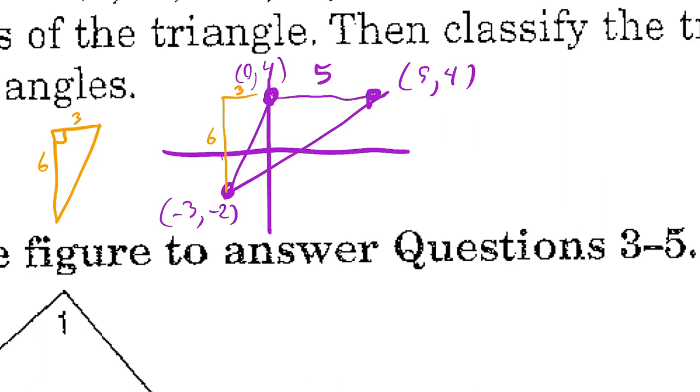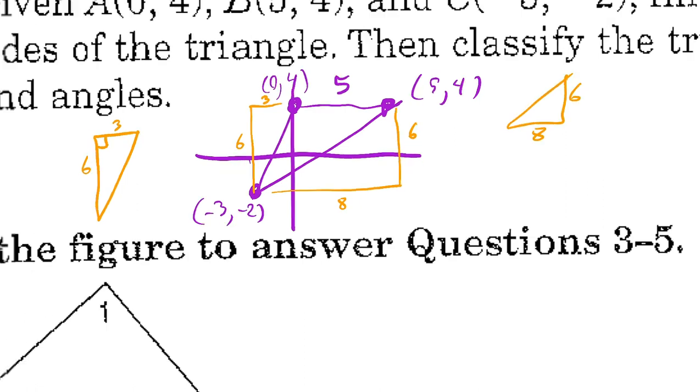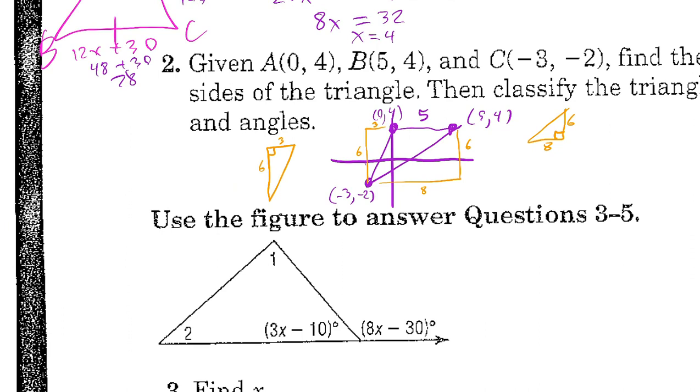And then the other one, we went over from -3 to 5. So that's 3 plus 5, which is 8 across. And then we went the same height, from -2 up to 4, which is 6. So the other one is a 6 by 8. Okay, let's do those distance formulas really quick.